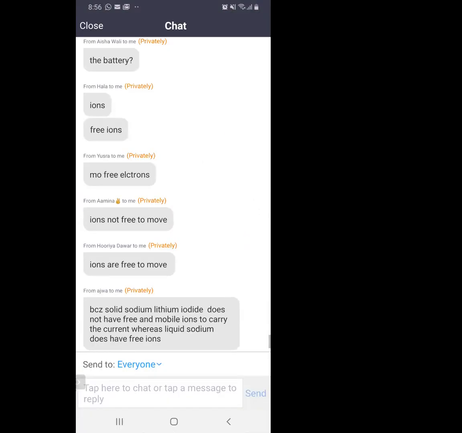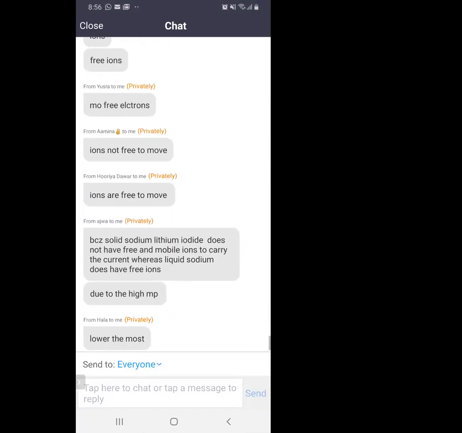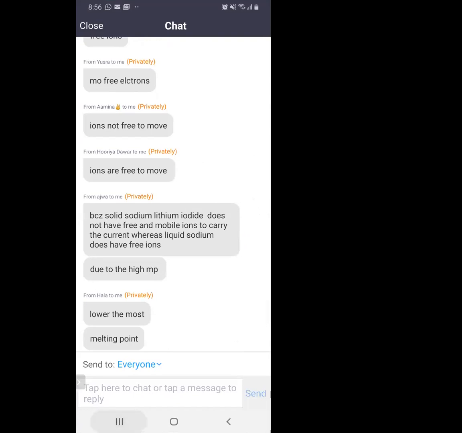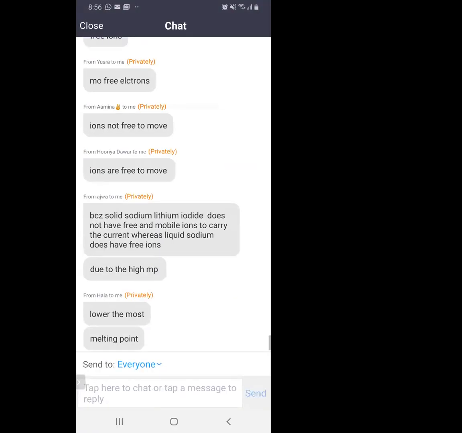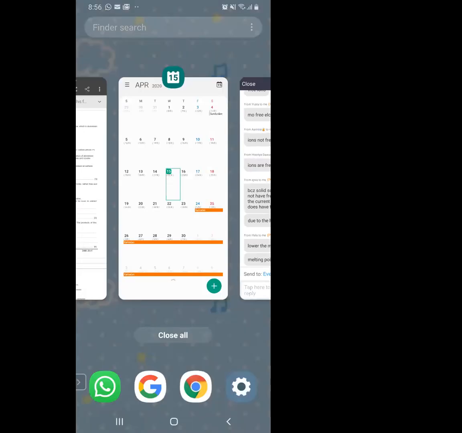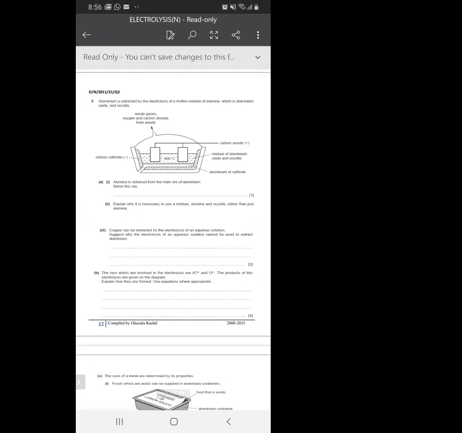Quickly tell me. Lower the melting point, you meant to say? Yes, to lower the melting point, and then add on to it. And why do we lower the melting point? Because that saves us energy. We have to use less electricity to melt it, and therefore that saves us energy, right? Saves us money, right? Copper can be extracted by the electrolysis of an aqueous solution. Suggest why the electrolysis of an aqueous solution cannot be used to extract aluminium.